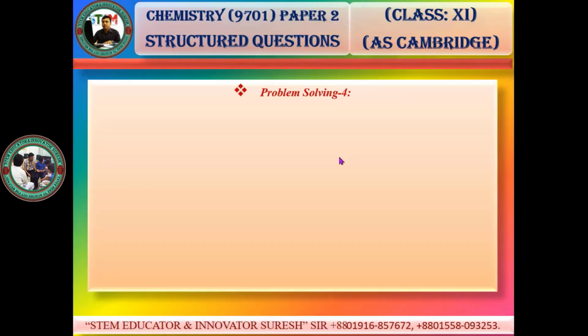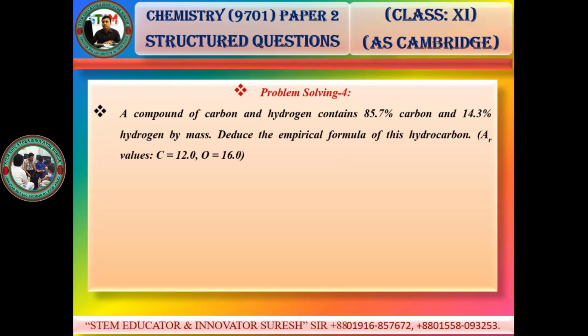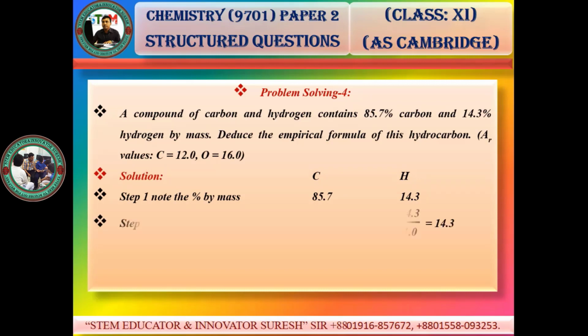Next, problem solving 4. A compound of carbon and hydrogen contains 85.7% carbon and 14.3% hydrogen by mass. Deduce the empirical formula of this hydrocarbon, where relative atomic mass for carbon is 12.0 and for hydrogen is 1.0. We have to see the solution. So what we have to do? Step 1, we have to note the percentage by mass. Carbon is 85.7% and hydrogen is 14.3%.